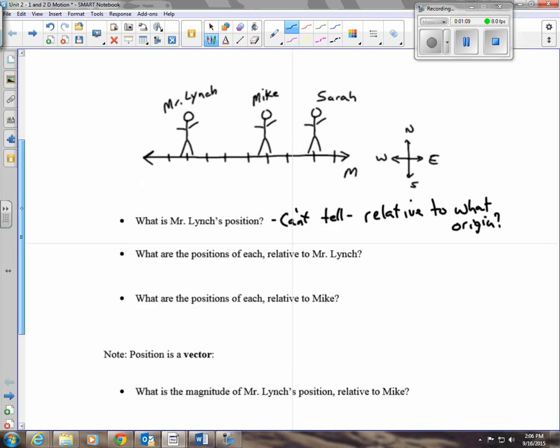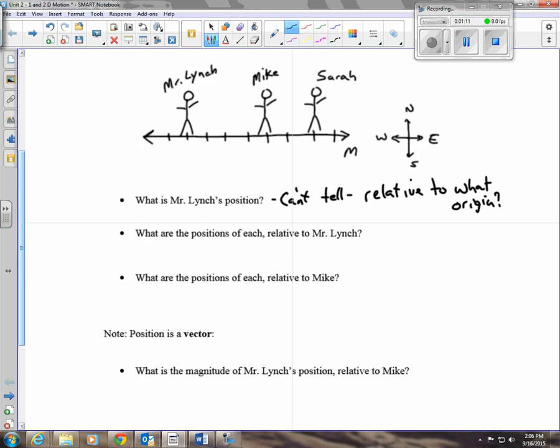Now, if I ask it this way, it makes a little more sense. Where are the positions of each of them relative to Mr. Lynch? So if I look on here, Mike is 1, 2, 3, 4 meters east of Mr. Lynch. So we say Mike is 4 meters east, and Sarah would be 6 meters east.